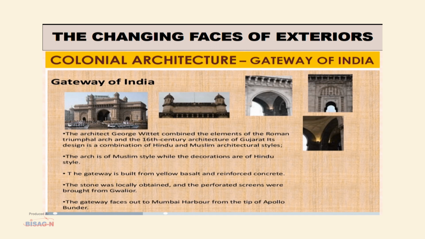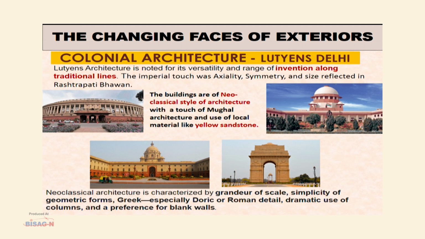The next example of colonial architecture was the Gateway of India. We see a combination of Hindu and Muslim architectural styles. This gateway is also built of local yellow basalt stone. The culmination of the colonial architecture can be seen in Lutyens' Delhi. Lutyens' architecture is noted for its versatility and range of innovation along with the traditional lines. So there was a touch of axiality, symmetry and size reflected in the Rashtrapati Bhavan.